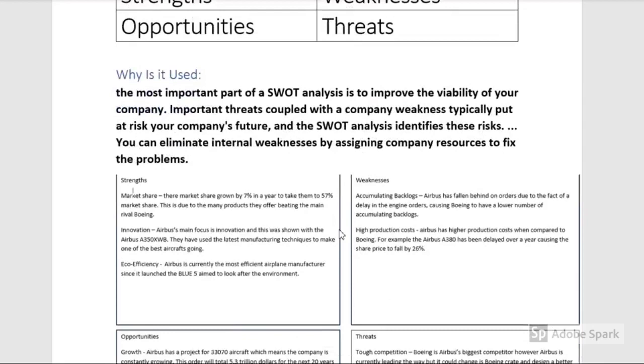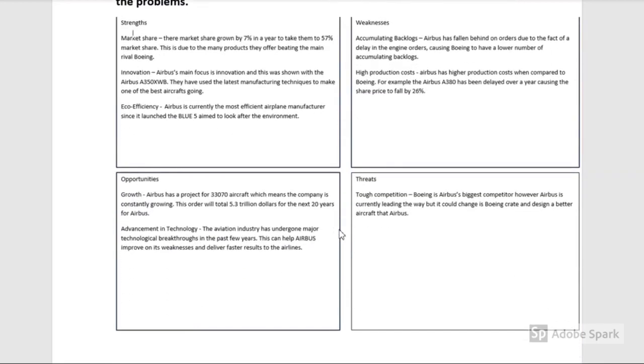So here's an example of one that I did for Airbus, just to show you how you do it. So you'd find a few. I normally say 2 or 3 points if you're just doing a little one for some coursework or things like that. So I'd pick 3 strengths, 2 or 3.